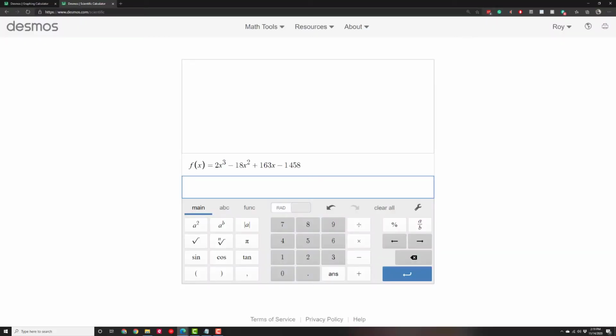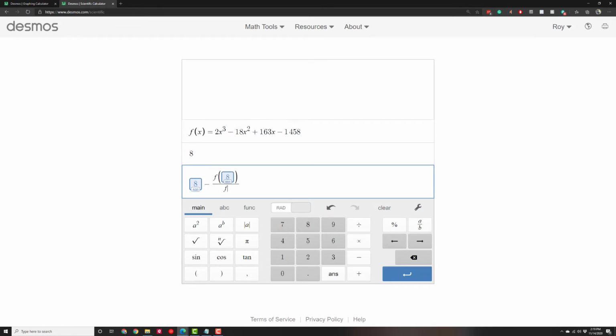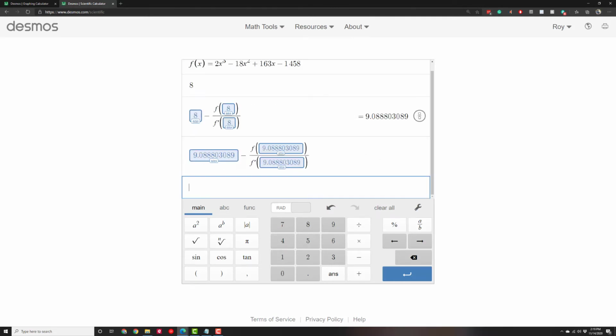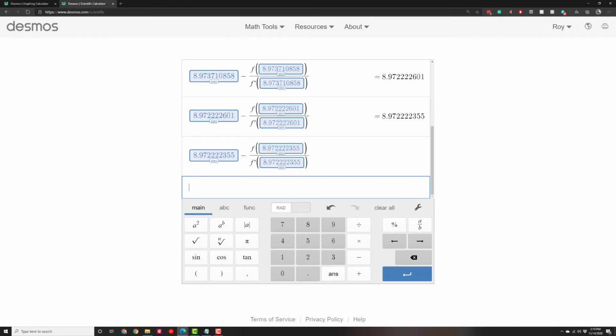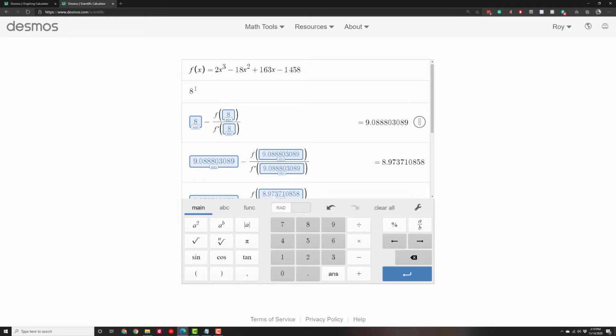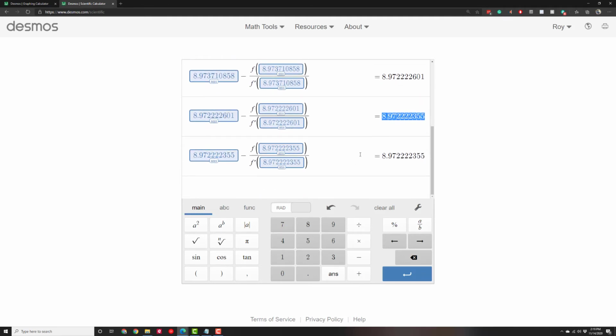Let's go ahead and do this. So I have this set up. Now I'll type in my initial guess, which is 8. And I'll take that answer, subtract off f evaluated at that answer, and divide by f prime evaluated at that answer. And now I will hit enter a few times. Didn't actually take too long, did it? Let's count up what x sub we're at. So this is x sub 1, 2, 3, 4, 5. At x sub 5, we get it locked in.